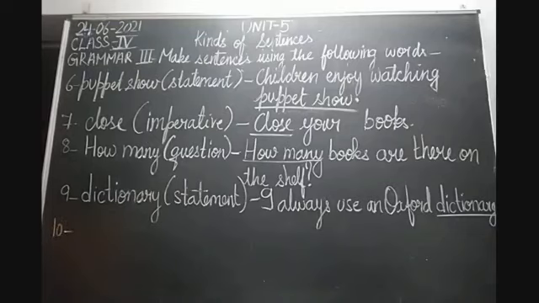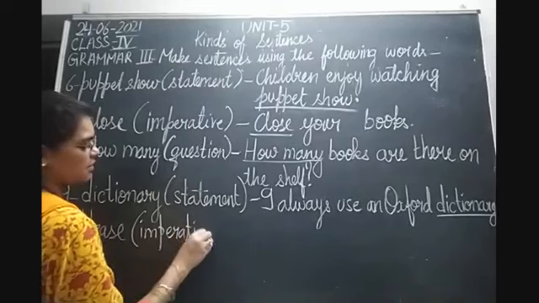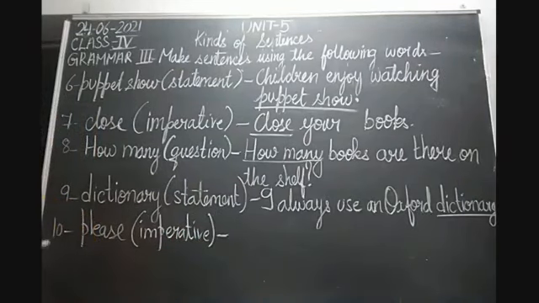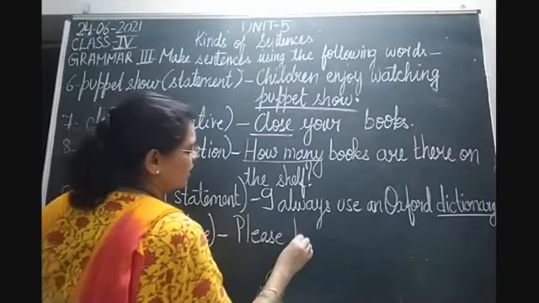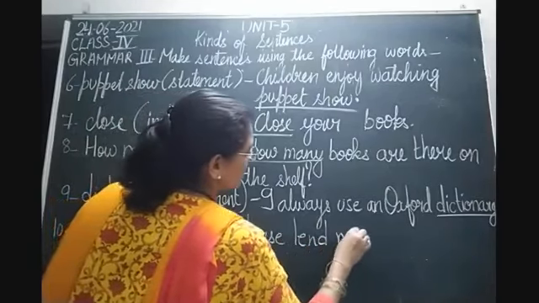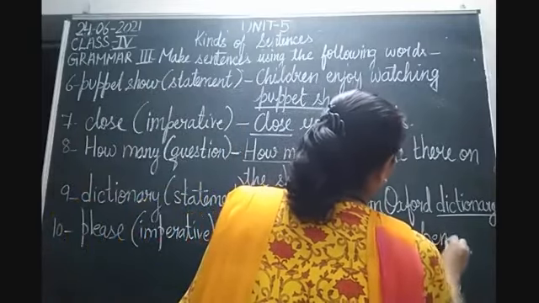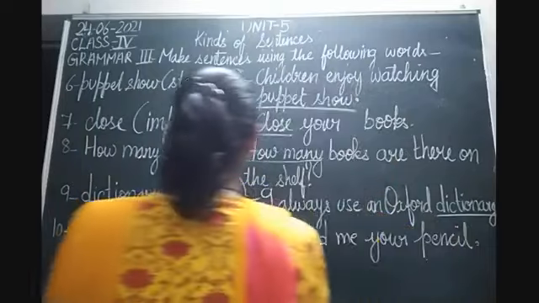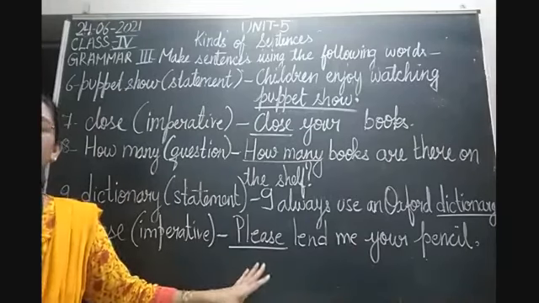Then the last word, and that is please. You need to frame an imperative sentence with the word please. So, our sentence is, please lend me your pen. Please lend me your pen, pencil, anything, whatever you want to write. So, we have framed our imperative sentence, please lend me your pencil.